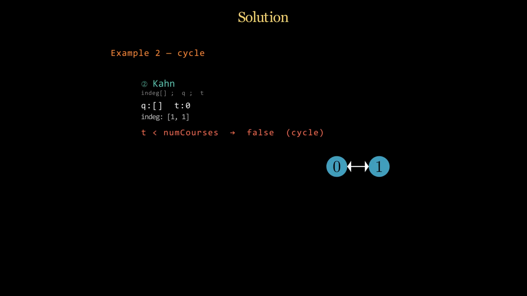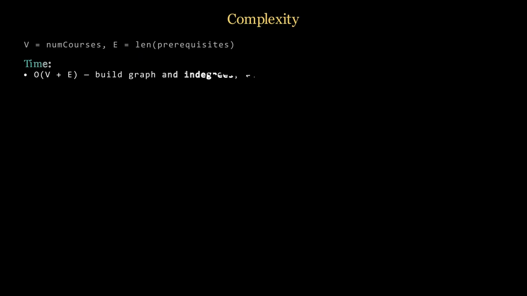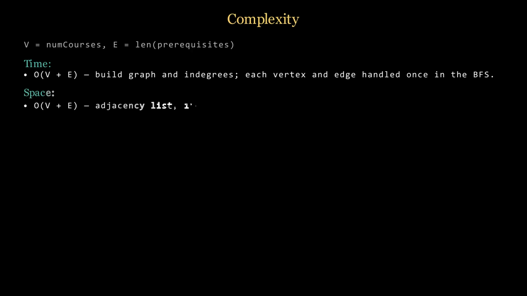Taken never reaches numCourses. We stop with an empty queue and return false, the prerequisites contradict, which for a directed graph means a cycle. Time and space are both linear in the number of courses plus the number of prerequisite edges.